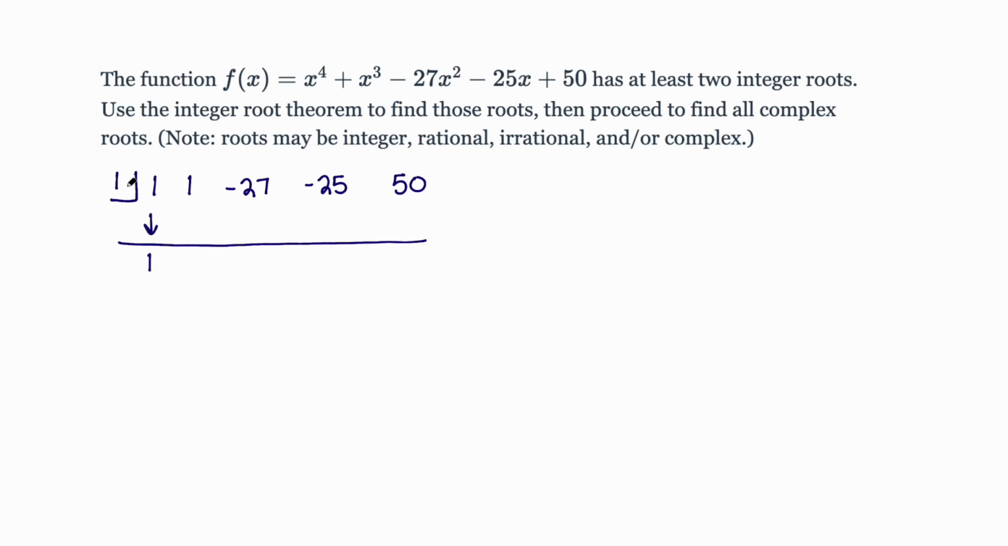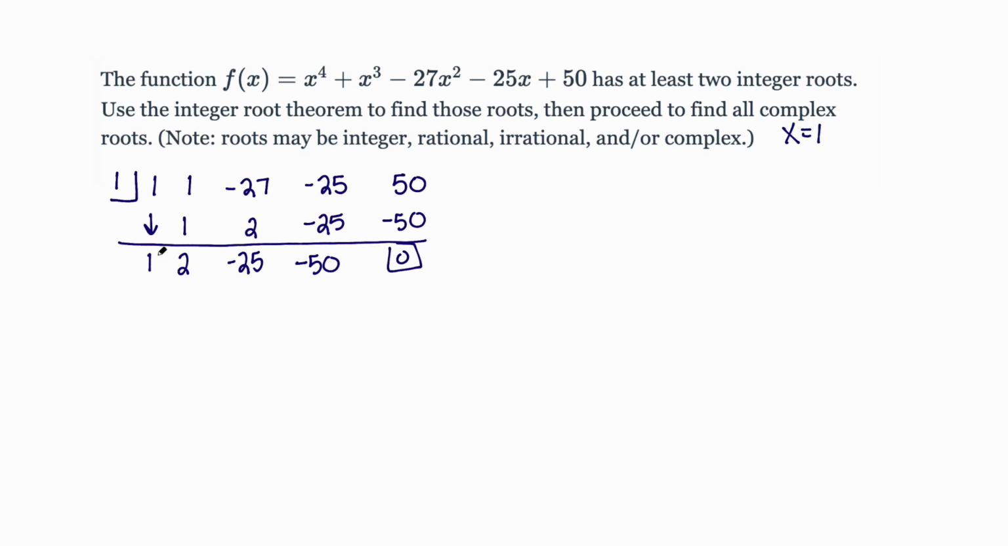Okay, I'm going to bring down my 1. 1 times 1 is 1. 1 plus 1 is 2. 1 times 2 is 2. They add to give you -25. Multiply, and that gives you -25. This gives you a -50. Remember, you're adding. 1 times -50 is -50, and you add and get 0. Okay, so we know that x equals 1 is a solution.